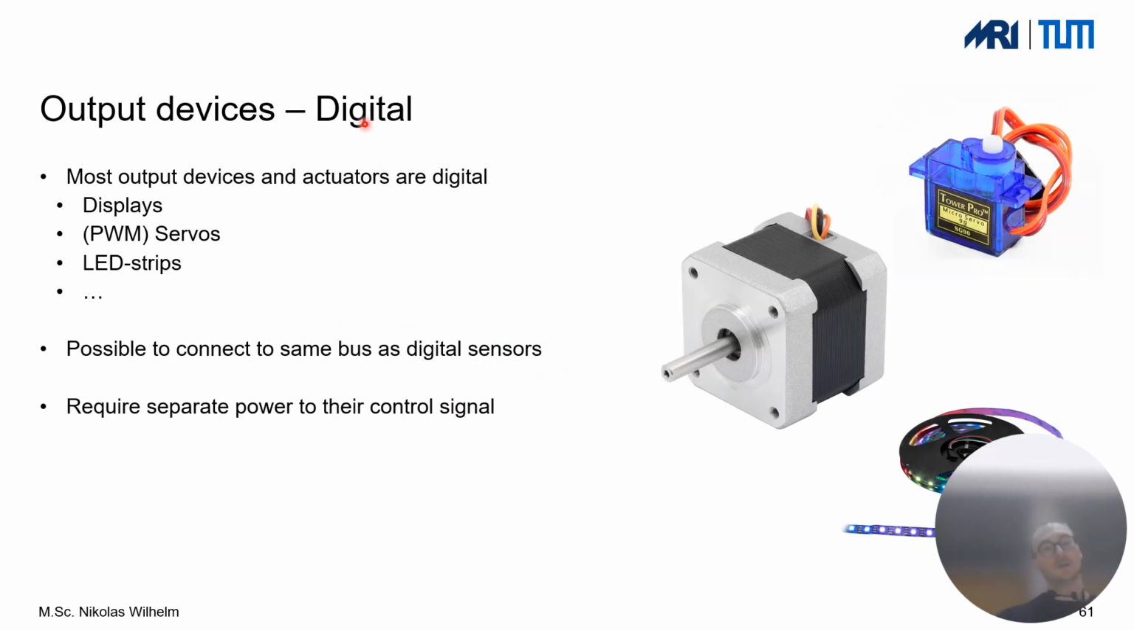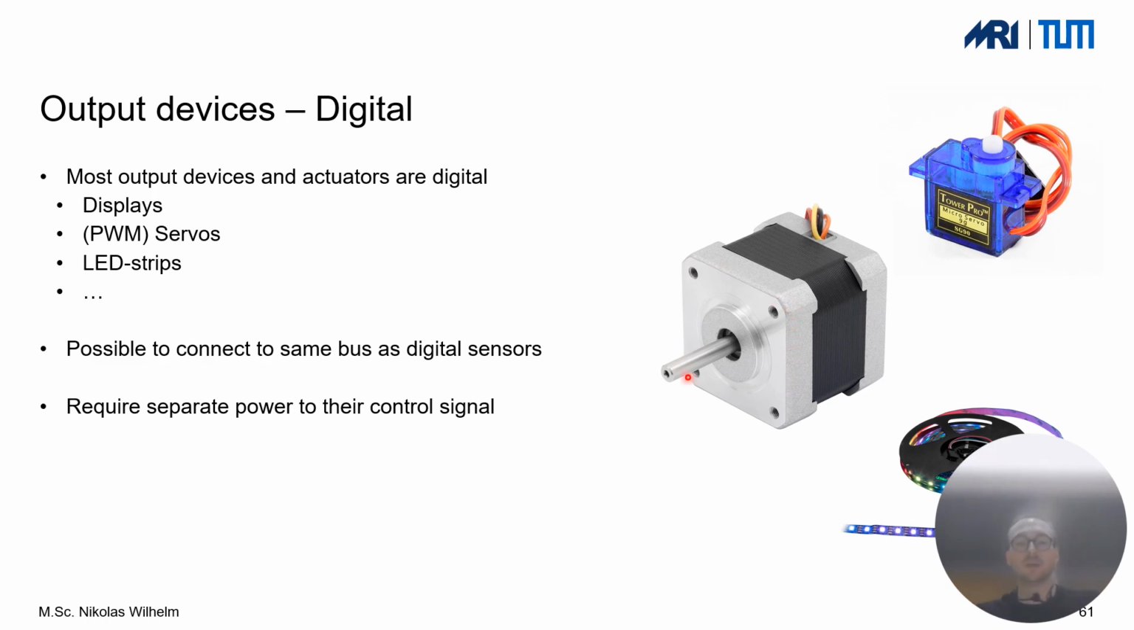A bit simpler are the digital output devices, because those you can usually control with something like a PWM signal, a pulse width modulation signal. We're going to see a bit more about those in a second. But usually the idea is you can just apply the range that you want, the torque range or the general range of that motor, via one single simple digital signal.